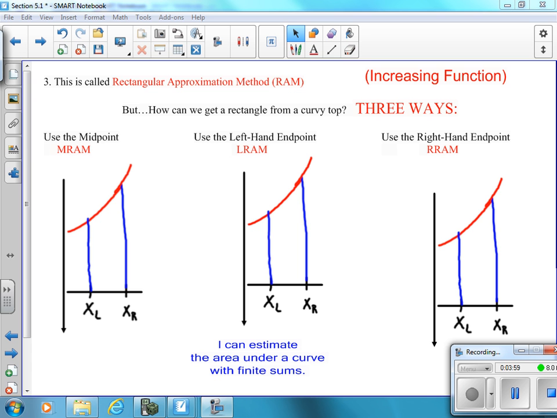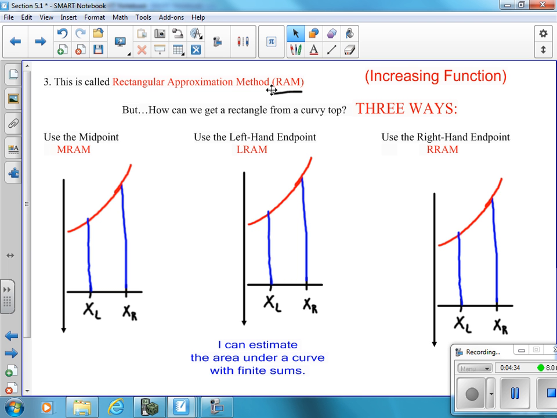We are going to look at 3 ways to get rectangular approximations. And these are called RAM, the rectangular approximation method. I'll probably never use those 3 words again. I just say RAM. And this is how we're going to get rectangles from a curvy top. So there are 3 ways. We can use the midpoint rectangular approximation method. We can use the LRAM, left hand endpoint, or we can use the right RAM, which is the right endpoint.